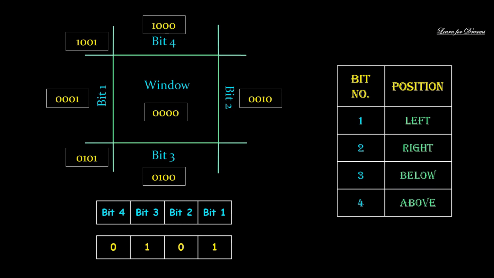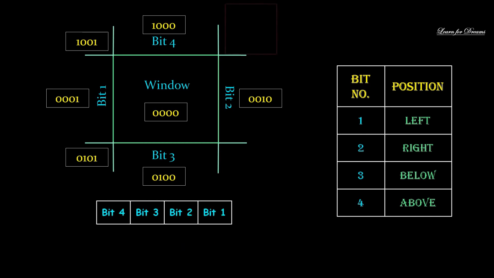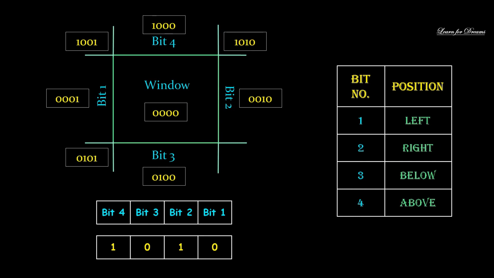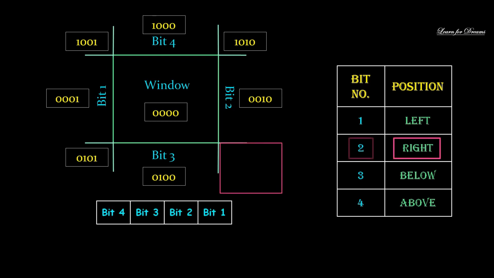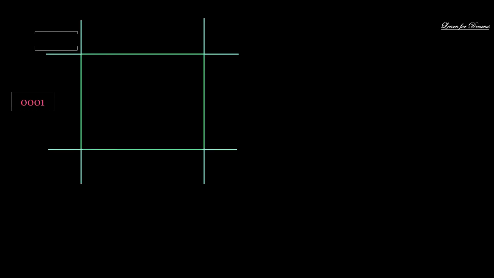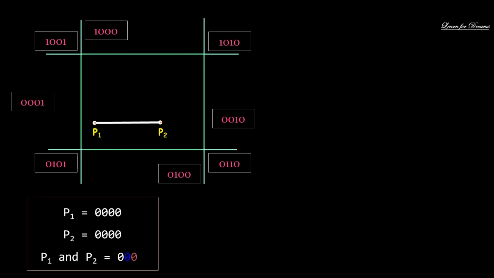So this region is represented as 0101. Similarly, this region is on the right of the window as well as above the window, so bit 2 and bit 4 becomes 1 and bit representation for the region is 1010. Now for the last region which is on the right as well as below the window, so bit 2 and bit 3 values becomes 1 and bit representation for the region is 0110. So this is bit representation for all the regions. Is it clear? If you have any doubt, you can ask in the comment section.